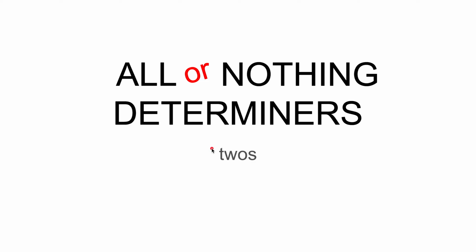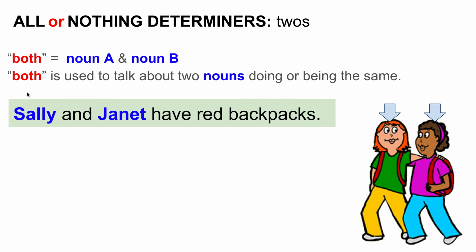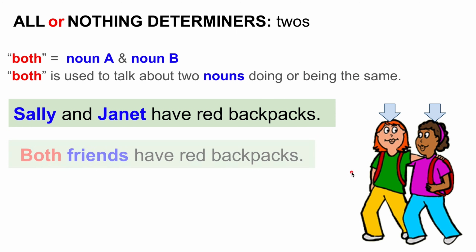Let's move forward and talk about the terms that we use when we talk about two different nouns. We use both when we are talking about two nouns doing the same thing. So, for example, here we have two friends, Sally and Janet, and Sally and Janet have red backpacks. We can see that. So I can change Sally and Janet, instead use both friends have red backpacks.